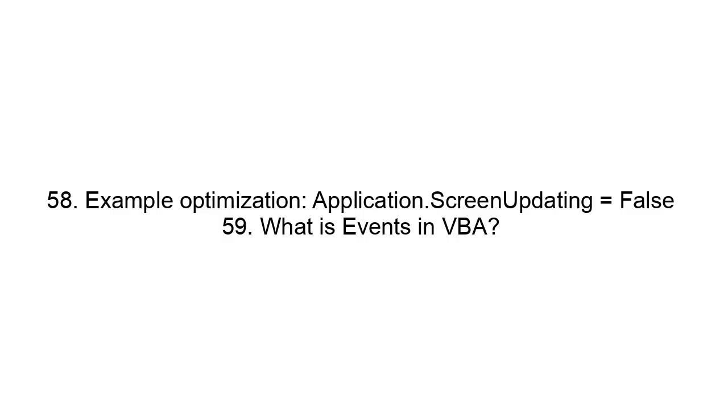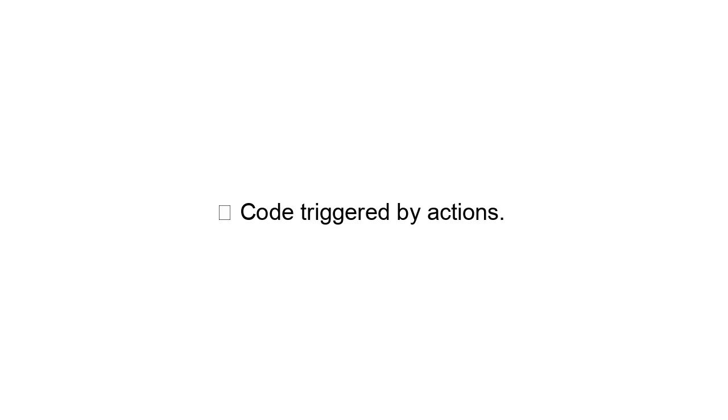59. What are events in VBA? Code triggered by actions. 60. Example event: Worksheet_Change. 61. What is Workbook_Open? Runs when the workbook opens. 62. What is automation in VBA? Automating Excel tasks. 63. Example automation use case: generating reports automatically. 64. What is filtering data in VBA? The AutoFilter method. 65. What is sorting in VBA? Arranging data.